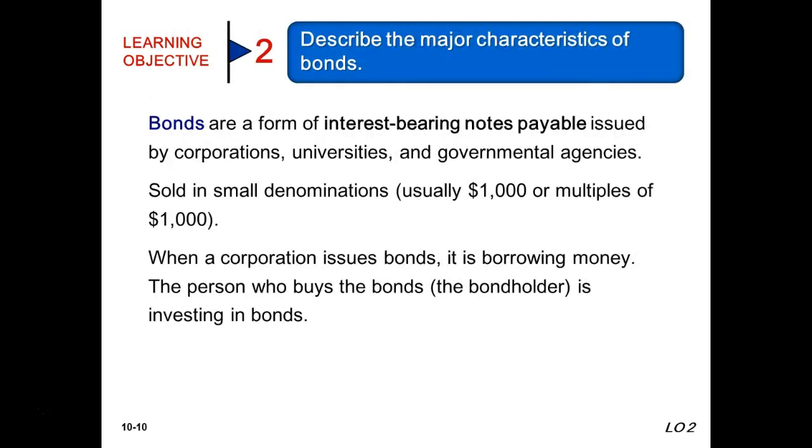Okay, moving on. A big important topic in this chapter is bonds. Bonds are a form of interest-bearing notes payable. It's a way for corporations, municipalities, universities, government agencies to raise money. Here's a couple things to note about bonds. They're sold in small denominations, usually in multiples of 1,000. When a corporation issues bonds, they're borrowing money. The person who buys the bond is investing in bonds.